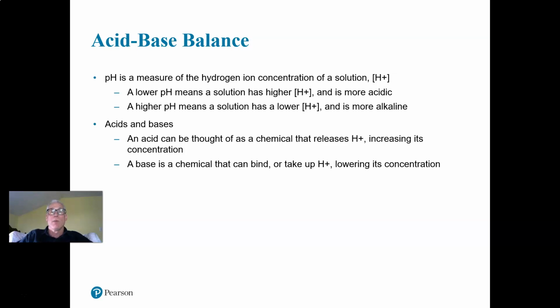pH is a measure or an expression of the hydrogen ion concentration of a solution. And when I use those brackets around a symbol like this, it means just concentration. So if we have a lower pH, annoyingly maybe, it means a higher hydrogen ion concentration. And we call that condition an acidic condition. A higher pH means a lower hydrogen ion concentration or a more alkaline condition. So that's just the definition of pH. It's the negative log of hydrogen ion concentration, so it moves in the opposite direction as the absolute concentration.